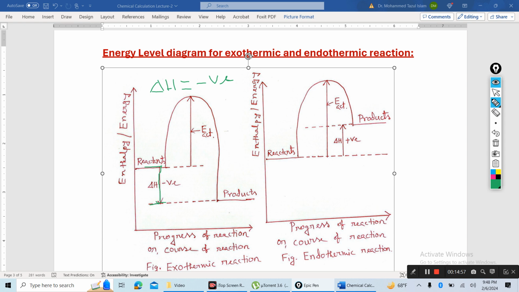Here also it is the same, this is the reactant, this is the product. This difference is known as the enthalpy of the reaction, but this is positive. Why? Because this is an endothermic reaction. You know, for an endothermic reaction, the delta H value will be positive. So upward arrow is endothermic, downward arrow is exothermic.